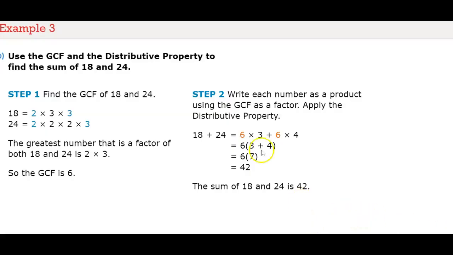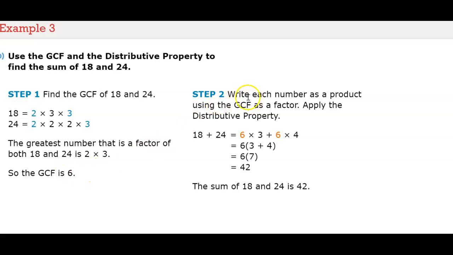Use the GCF in the distributive property to find the sum of 18 and 24. Step 1, find the GCF of 18 and 24. So they have listed some prime factors of 18 and 24. And the greatest number that is a factor of both 18 and 24 is 2 times 3. And that gives you the GCF of 6.